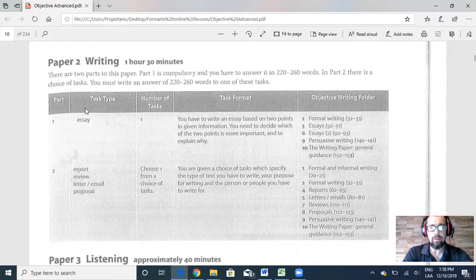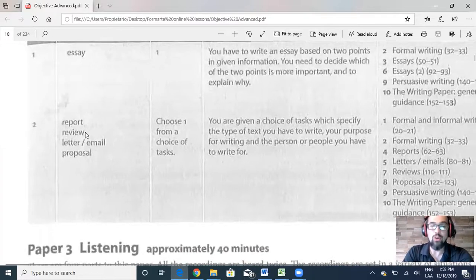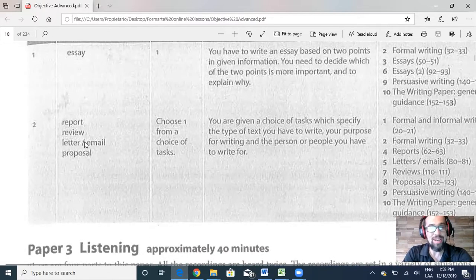So first of all is the essay that you need to write. And in the second part, you need to choose between, in this case, a report, a review, a letter or email, or a proposal. So you need to choose one of these. In the real test, you might have only 2 options, or you might have only 3. So that's why we need to learn, study and practice the format of each of these parts.